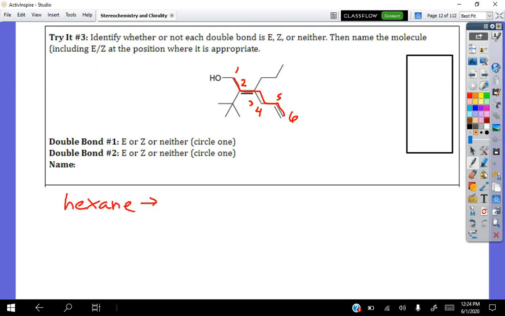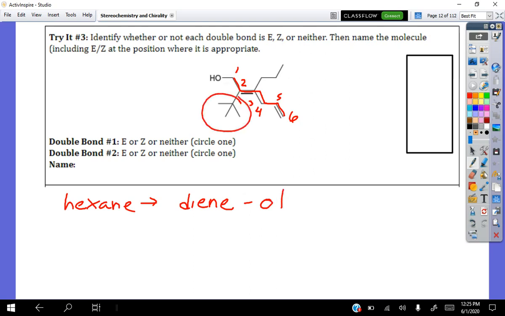We also know we're going to have to change that to an ene because of the double bond, but we also have to put in that di prefix because there's 2 of them. So this will be a hexadiene somehow. And then we also know because of the alcohol, we're going to need an OL ending.